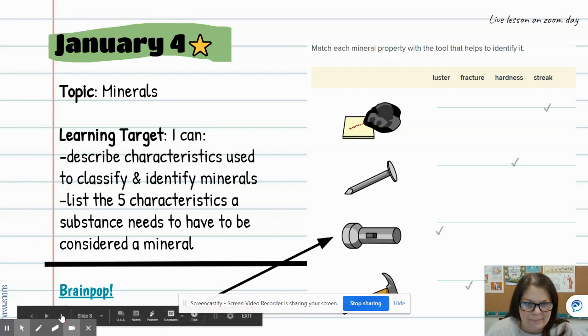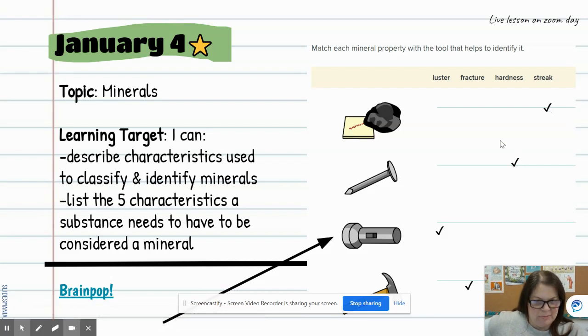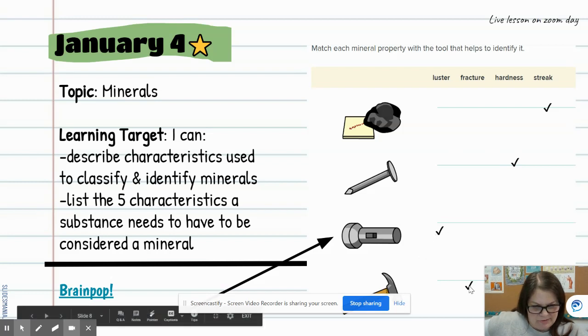Welcome back. Hopefully you found that this streak plate is used for streak, or the color of a mineral's powder. This is used for hardness. A flashlight would be used for luster, and then a hammer would be used for fracture.